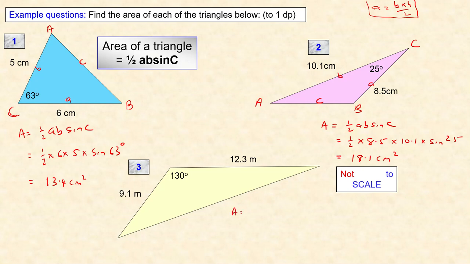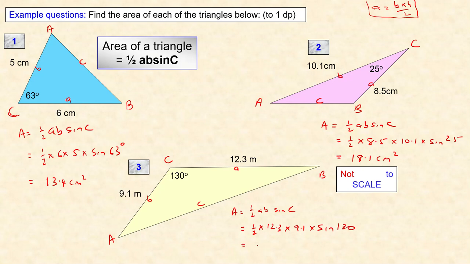So the area is equal to half AB sine C, and the C is the angle in between, so that's going to be C. Labeling, this can be A and this can be B, doesn't really matter. Opposite A is small a for the side, opposite B is small b, opposite C is small c. So let's fill in what we know. A half times A is 12.3 times B is 9.1 times sine of the angle in between, which is 130.